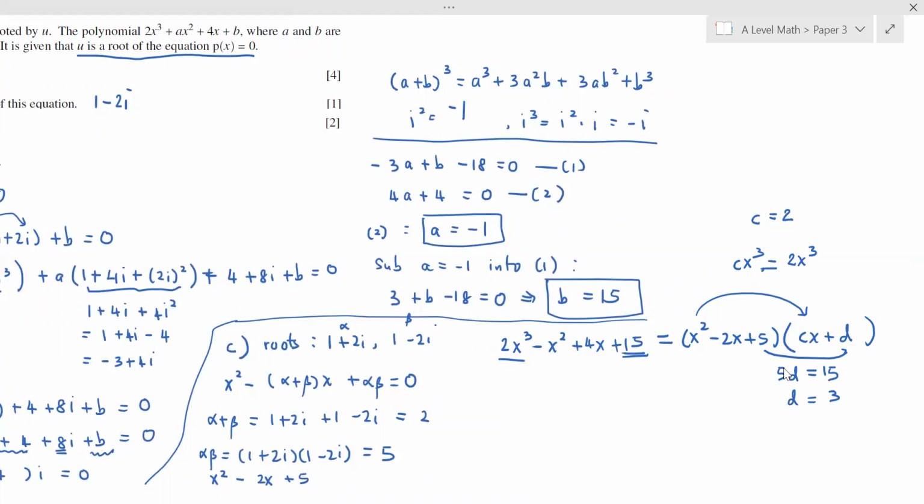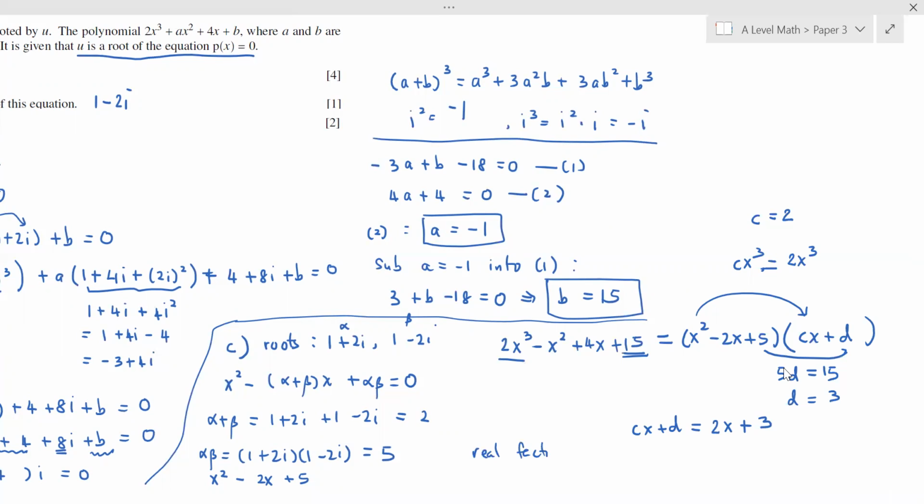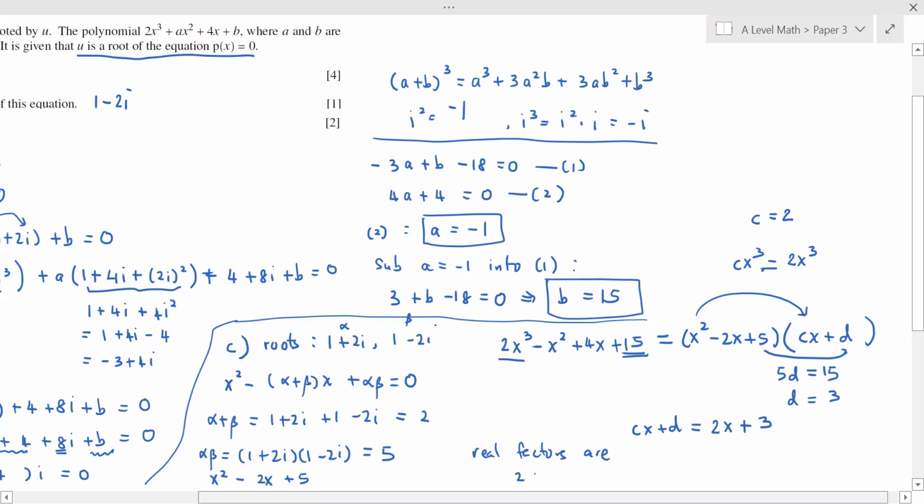Then the last linear factor that we have is cx plus d, so cx plus d must be 2x plus 3. Then we say that the real factors are 2x plus 3, which is the linear part, and the other one is x squared minus 2x plus 5. This will give us the real factors.